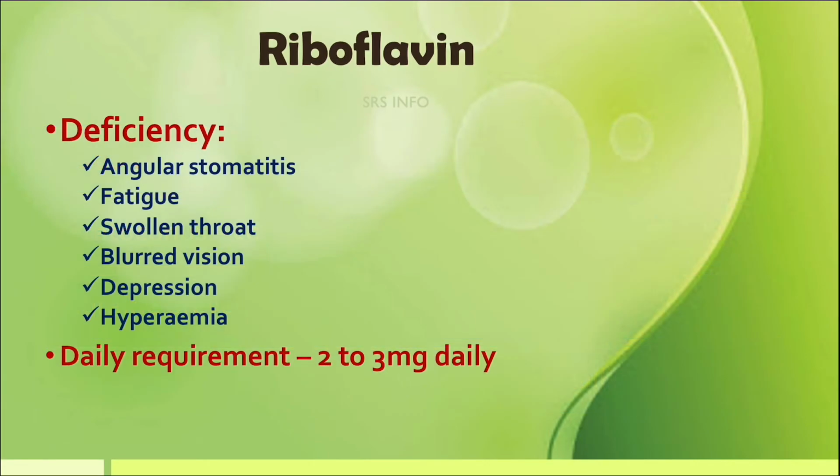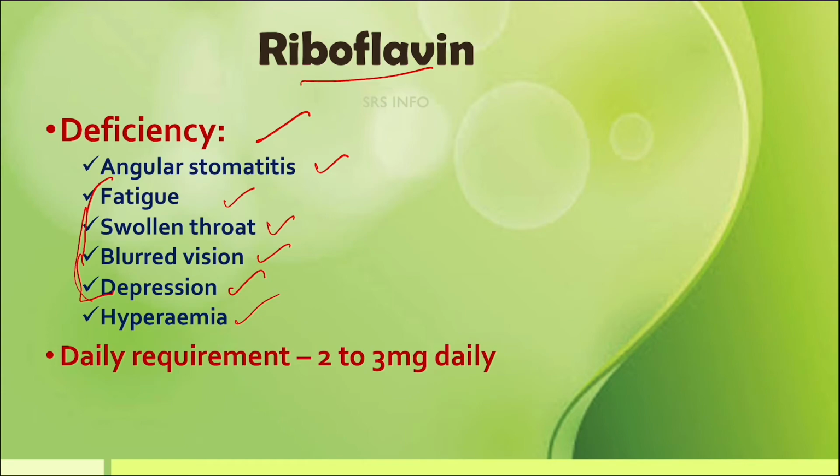Okay, if we cannot get a proper amount of riboflavin in our body, then what will happen? It will lead to deficiency diseases. The deficiency of riboflavin may cause angular stomatitis, fatigue, swollen throat, blurred vision, depression, hyperemia, etc. Fatigue, swollen throat, blurred vision, depression, all these are common terms. You know them very well.